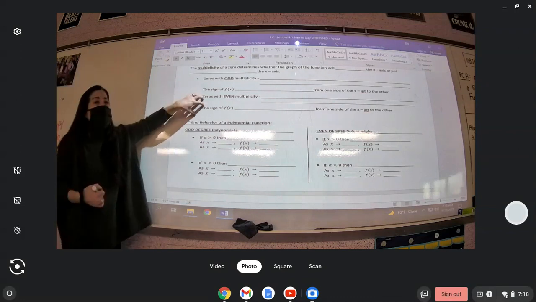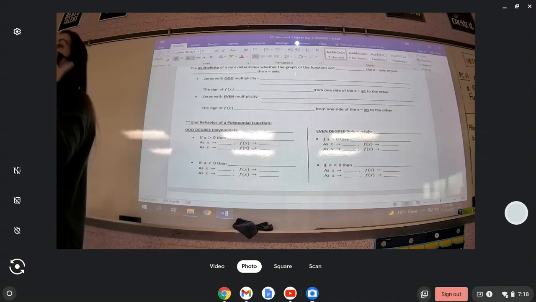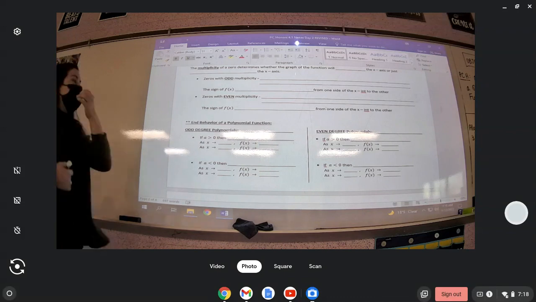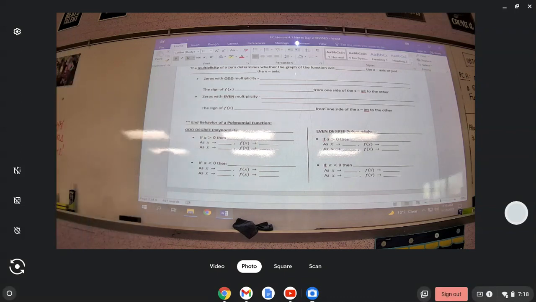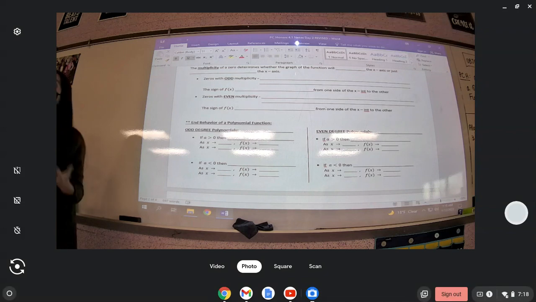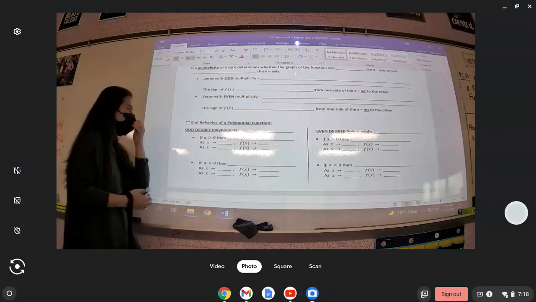All right, we saw zeros with even multiplicity, zeros that repeat an even number of times. They're just going to touch the x-axis and be tangent to it and bounce right off of it. And the graph will not change sign on either side of that x-intercept, okay?